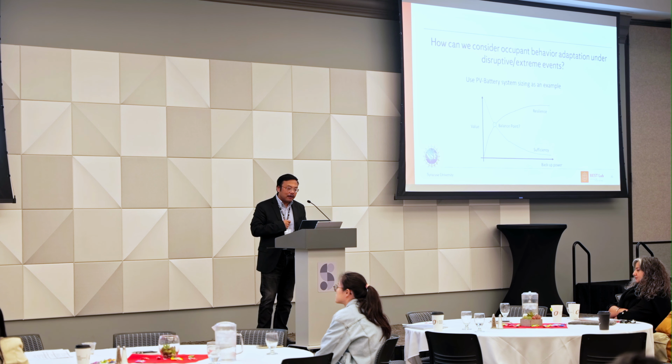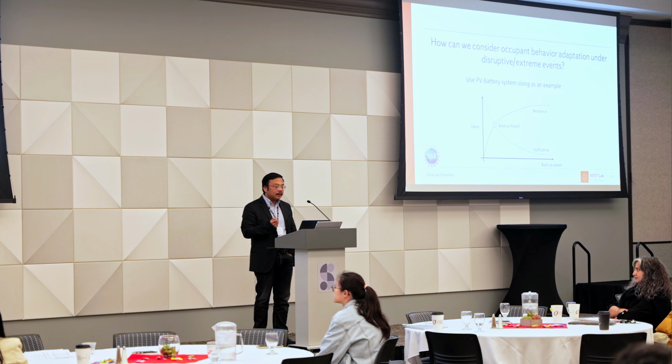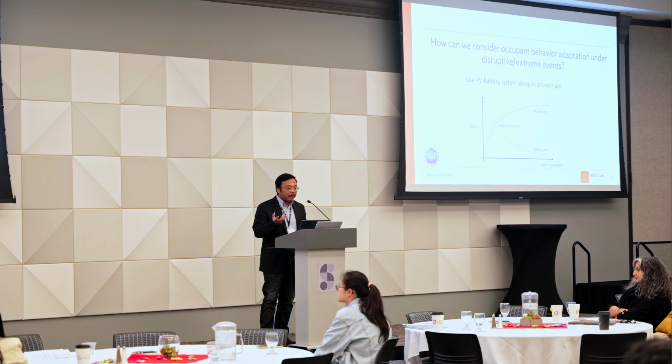Okay, so the last case I talk about is how we can consider occupant behavior adaptation during a disruptive or extreme event. For example, what if a power grid outage has already happened? How will behavior adaptation impact the mitigation strategies? In this case, I use PV battery system sizing as an example. What people often do is have a microgrid, or we call it a nanogrid, including PV and a battery system at each home. When there's a power outage, the battery turns on. Then the question is, how can we size the battery? Of course, when you have infinite money, you can buy as much as possible.